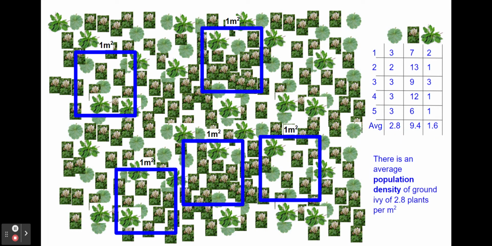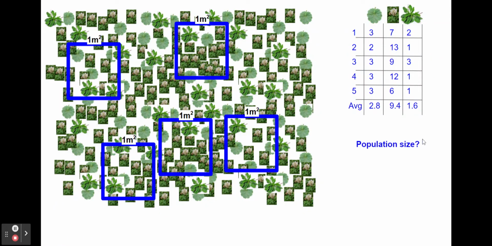There is an average population density of ground ivy of 2.8 plants per meter squared, because my area is meter squared. I had an average of 2.8 plants in my 1 meter square quadrat. Now, what if I wanted to calculate population size?